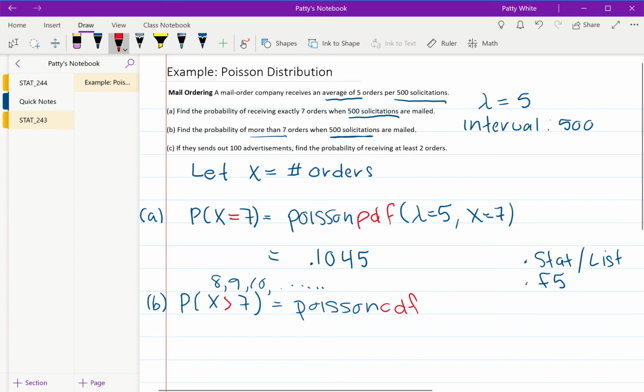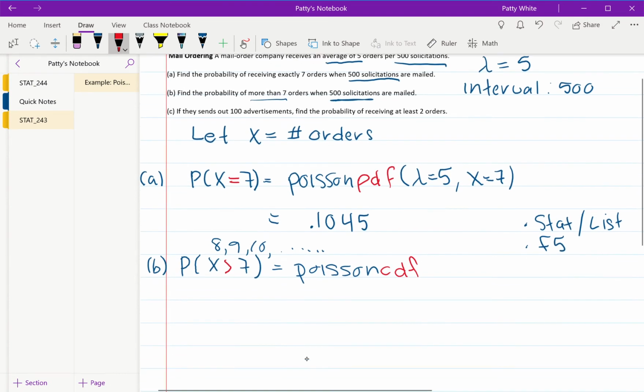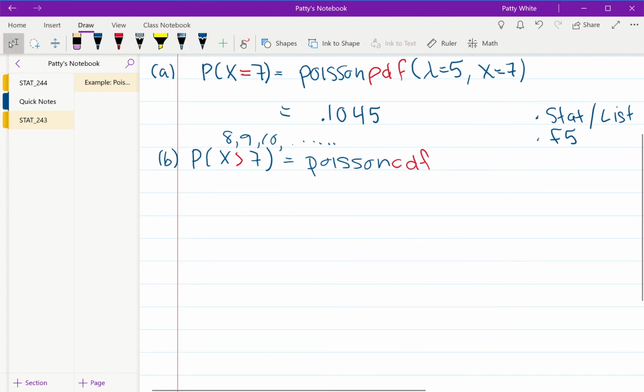Our calculator doesn't know how to do that, but we can kind of trick it. We know that the further we go, if we go all the way up to x equals 1,000 or x equals 10,000, we're going to get a pretty good estimate of what this probability will be. So we can do this problem two different ways. Here's method one: we can use the Poisson CDF.